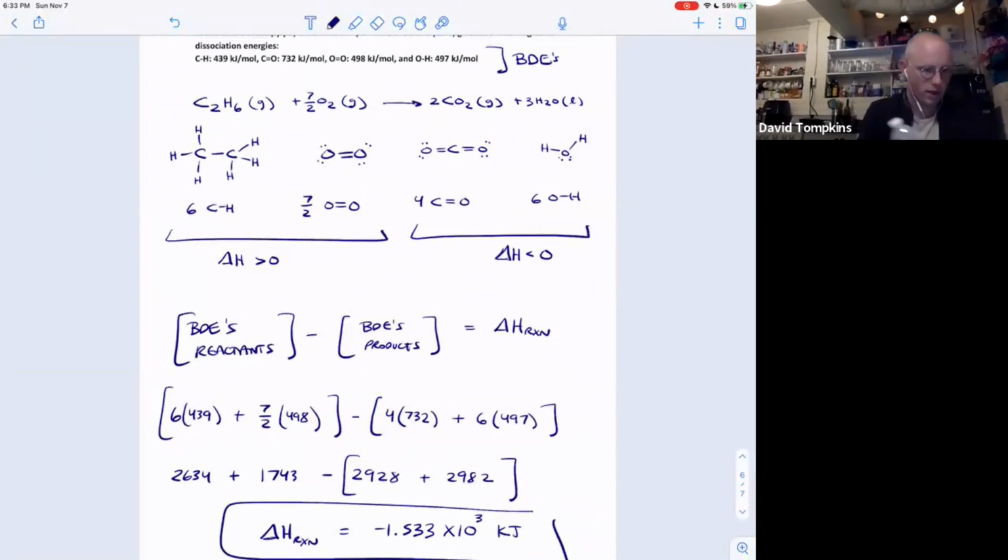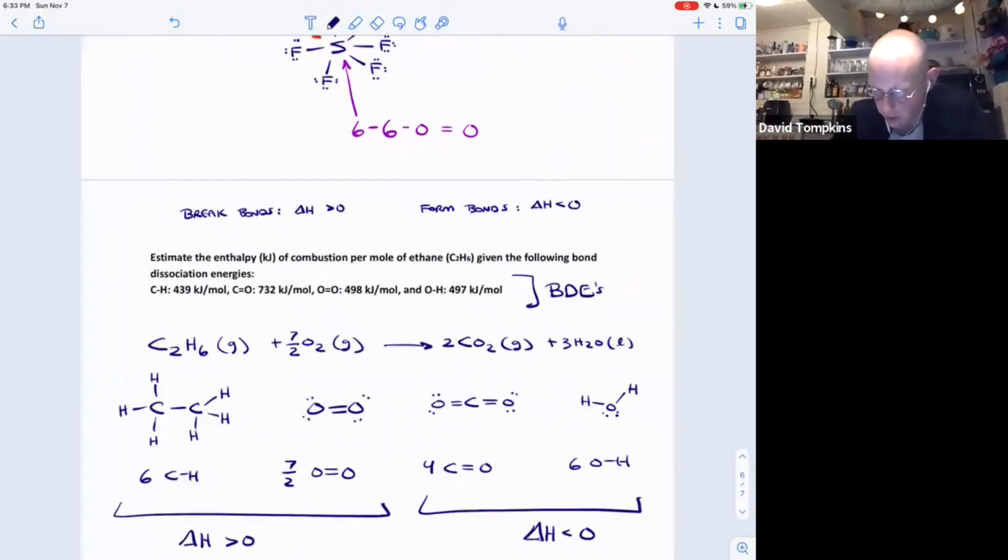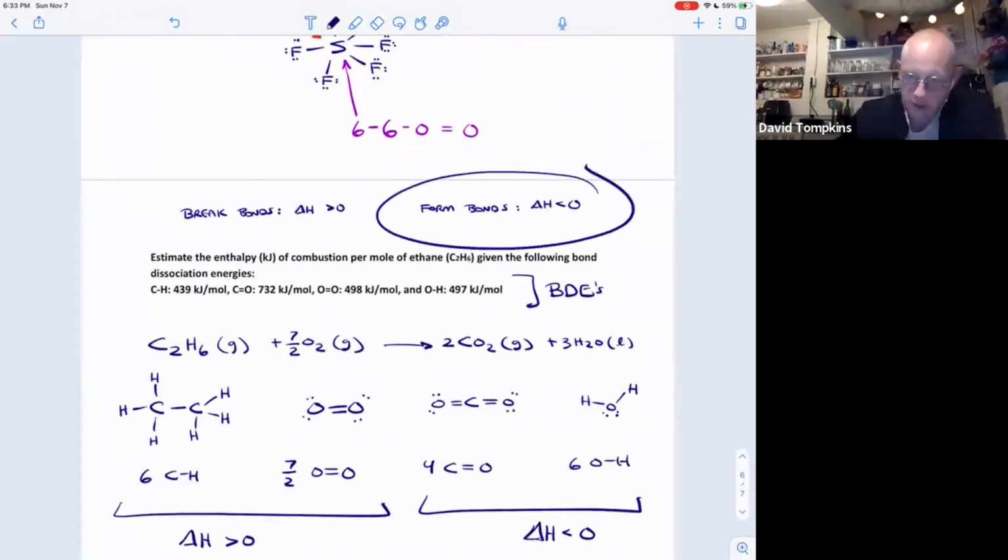So that puts everything together, right? Calculating enthalpy, but first drawing Lewis structures and recalling that bond cleavage is endothermic, requires energy input, and bond formation is exothermic.